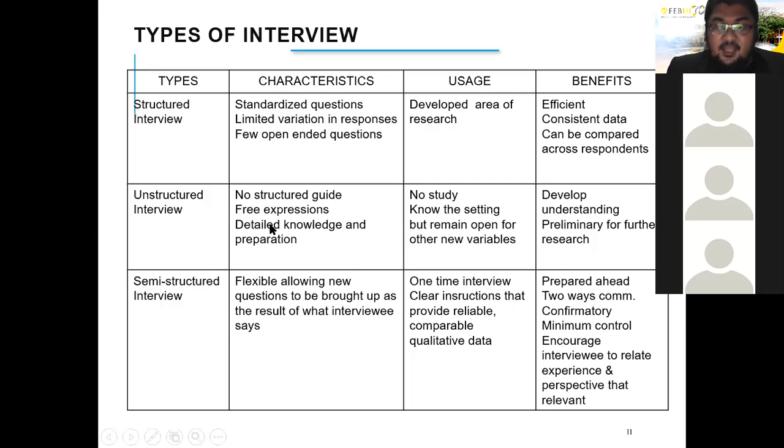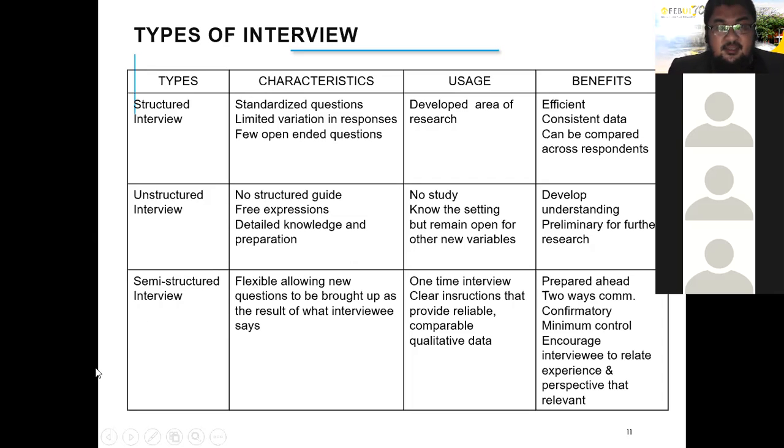And the benefit is that it helps to develop understanding of the phenomenon, sometimes beyond what is known through the literature review, through what is known by the researcher. So the unstructured interview collects the most new insight compared with structured and semi-structured interviews, because there's no boundary, no specific guideline that might limit the data collection.